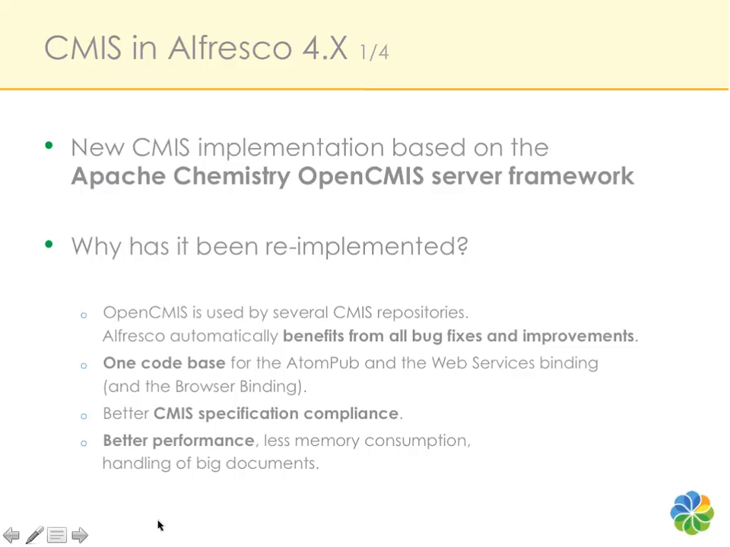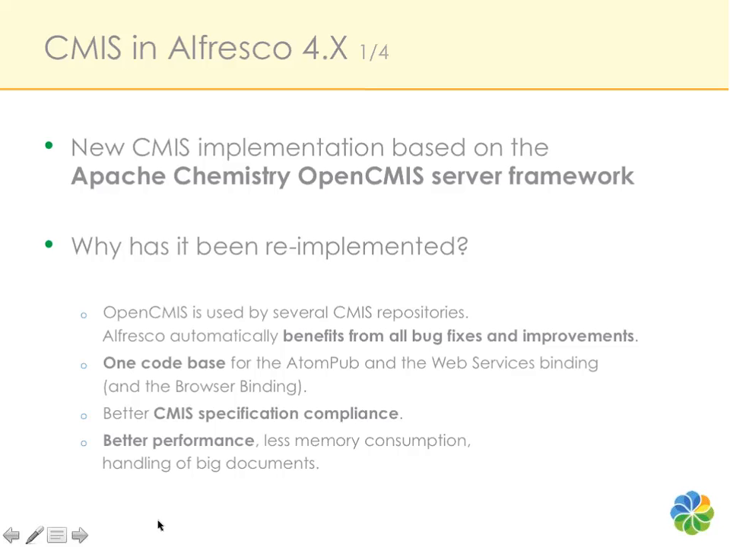Another reason is that at the moment we have basically two CMIS implementations in Alfresco, which share a bit of code but not enough. We have one implementation that covers the AtomPub binding and another that covers the web services binding. With the OpenCMIS framework, we just get one implementation that covers all bindings, and this includes also the browser binding that comes with CMIS 1.1. So the idea is we just have to update the OpenCMIS framework in Alfresco, and we magically get the browser binding without writing any extra code for that.